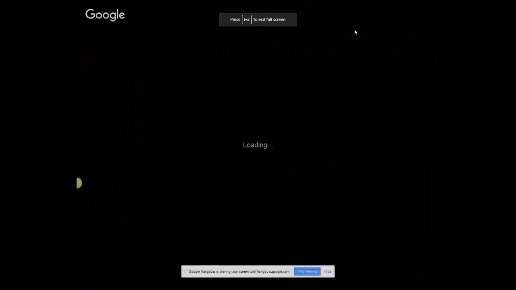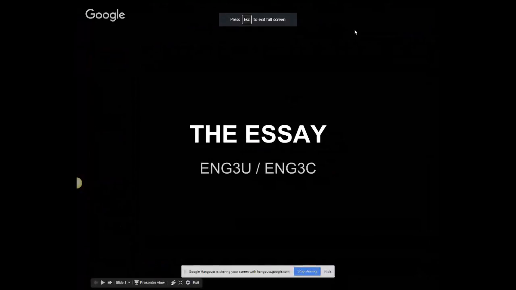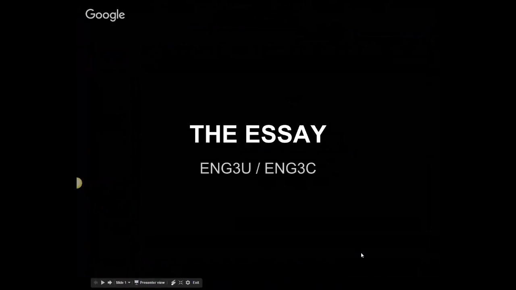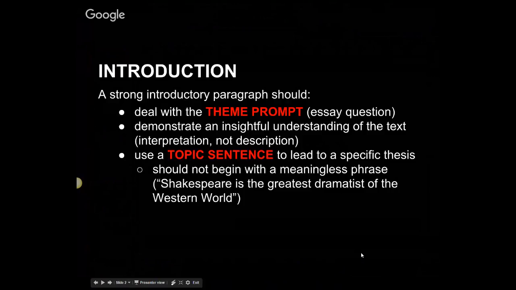Okay, so the essay is something again that you should be very familiar with. The first paragraph of that essay obviously is the introduction, and this is where you're dealing with the theme prompt, and then you're dealing with really asserting what you're trying to argue and prove. For all your essays in this particular class, the theme prompts will be to basically explain how a particular theme is developed within a text, a work.